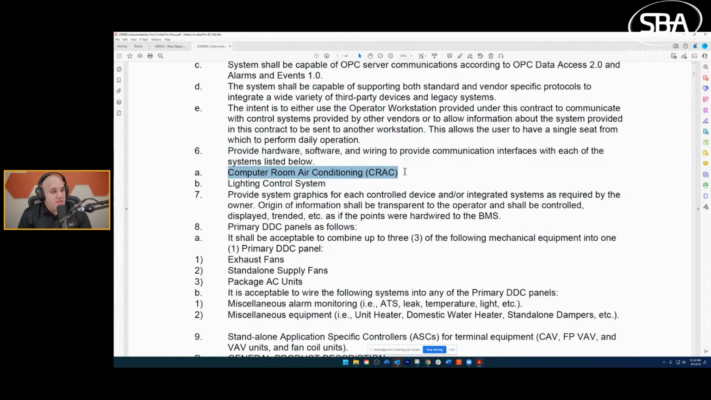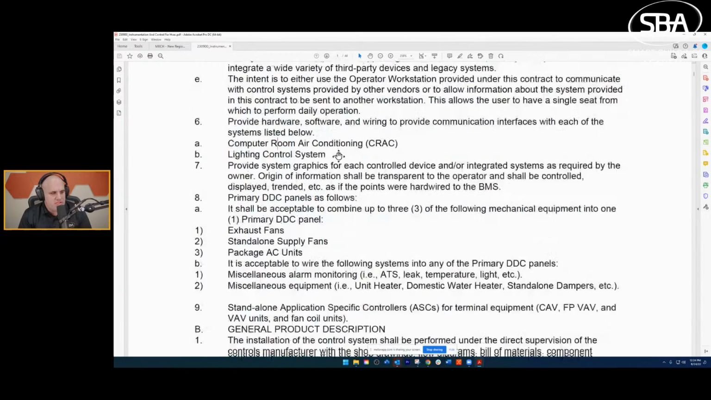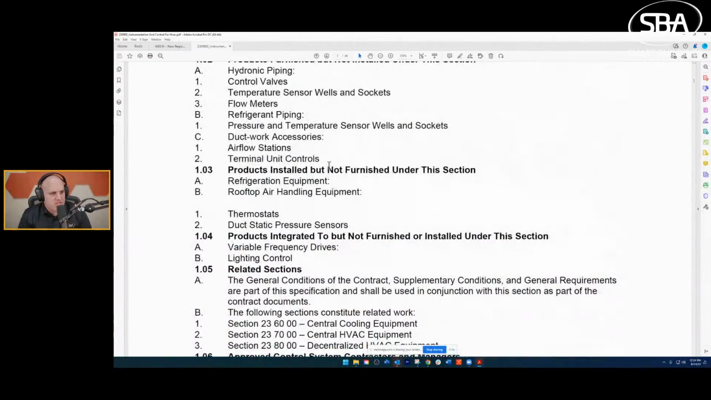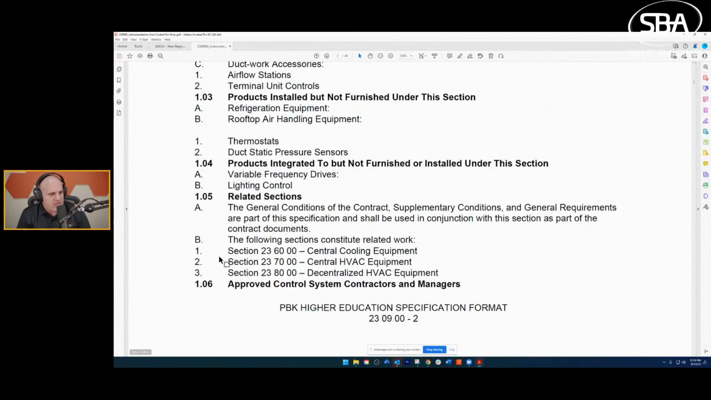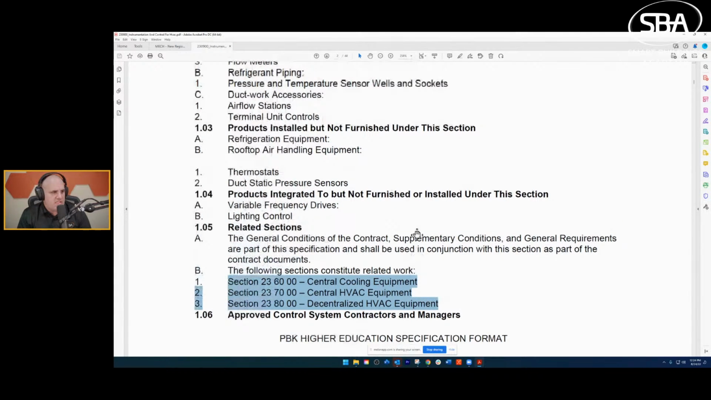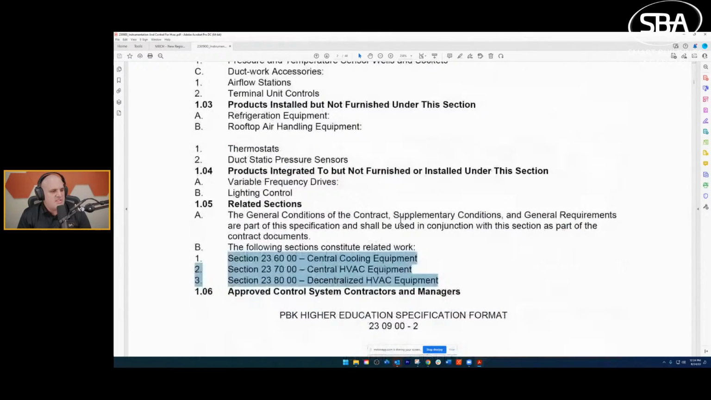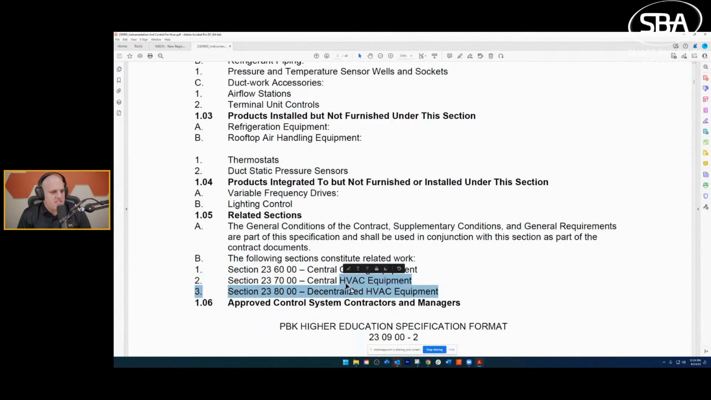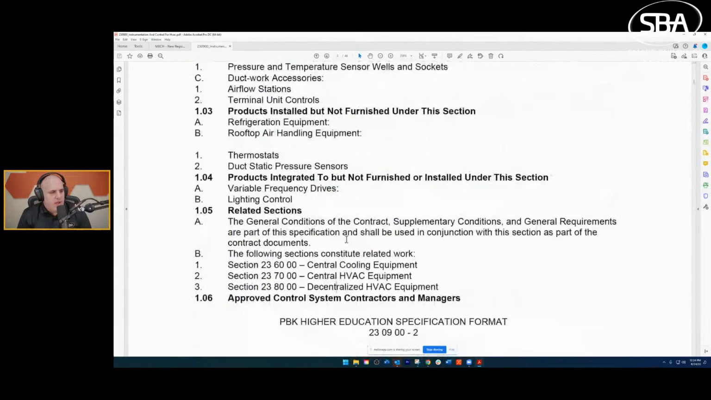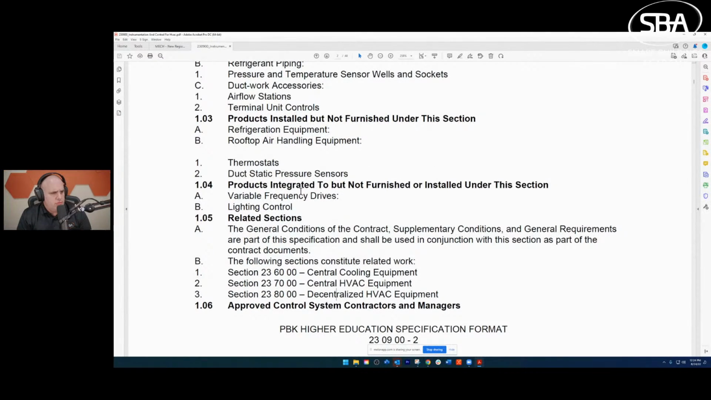Let's continue along. Computer room air conditioning, lighting control system. All right, so typically the first thing I do when I see any form of integration is I'm going to look for related sections. Okay, related sections. I don't see anything about lighting or CRAC units. Well, I guess you could argue central HVAC would be CRAC units, or maybe decentralized HVAC. Yeah, products integrated to, but not installed: lighting control.